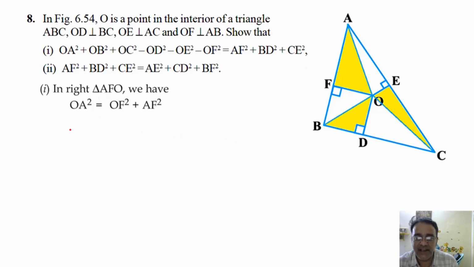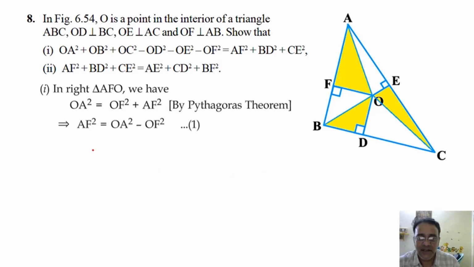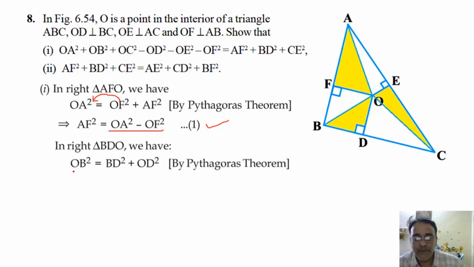In right triangle AFO, OA square is equal to OF square plus AF square by Pythagoras theorem. Now we have to shift AF square to this side, so it will become minus. Let it be equation number 1. Now we'll take up the other triangle, triangle BOD. OB square is equal to BD square plus OD square. Again we shift OD square to this side, so it becomes minus OD square. So we get BD square is equal to OB square minus OD square. Let it be equation number 2.